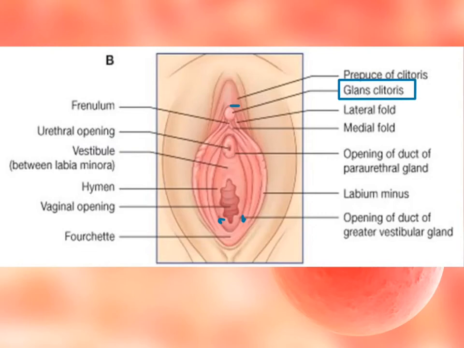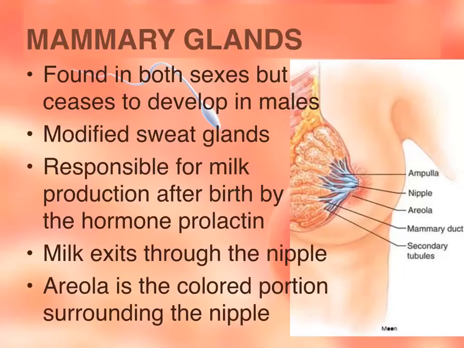The mammary glands are for after birth. They provide nutrients for the developing baby after it is born. The mammary glands are found in both sexes. It's just that in males they do not develop fully to be able to produce milk. And milk will exit through the area called the nipple.